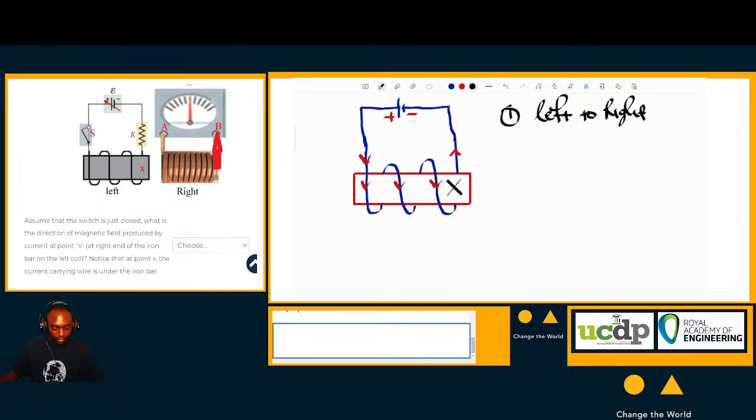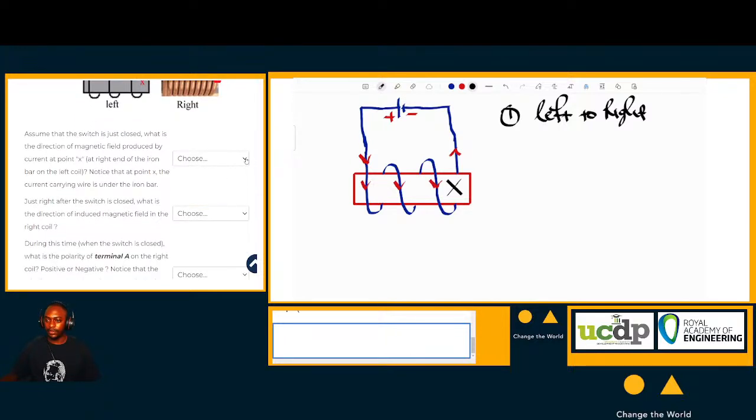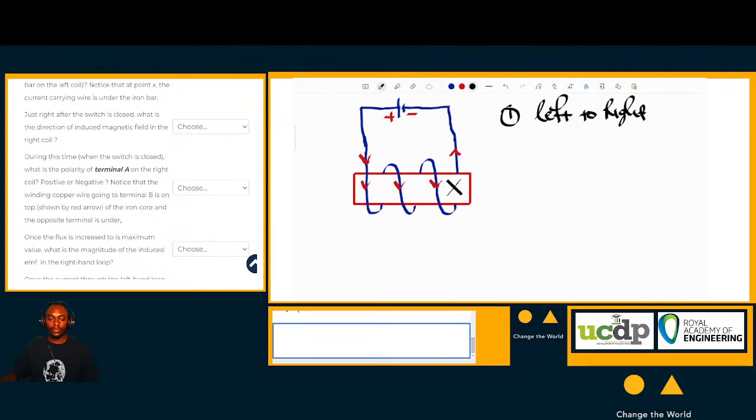Now, let's move on to the next one. Then it says, just right after the switch is closed, what is the direction of the induced magnetic field in the right coil? So right after the switch is closed, what is the direction of the induced magnetic field in the right coil?